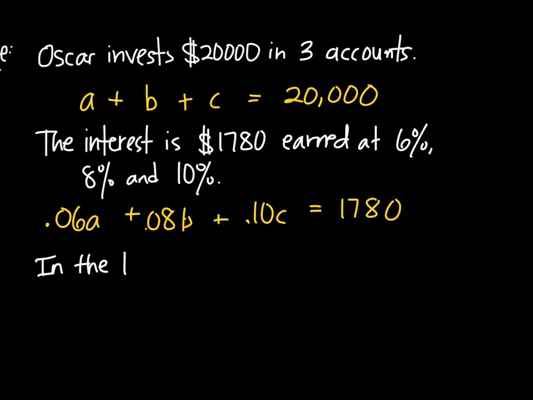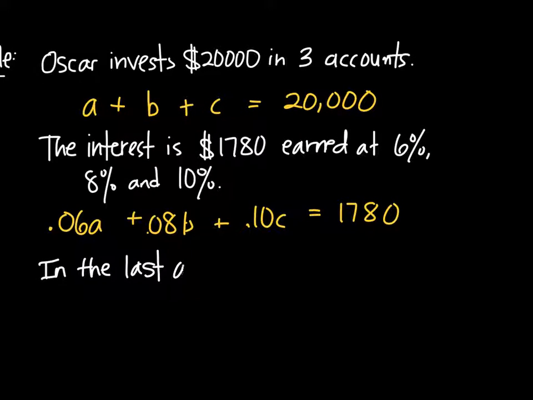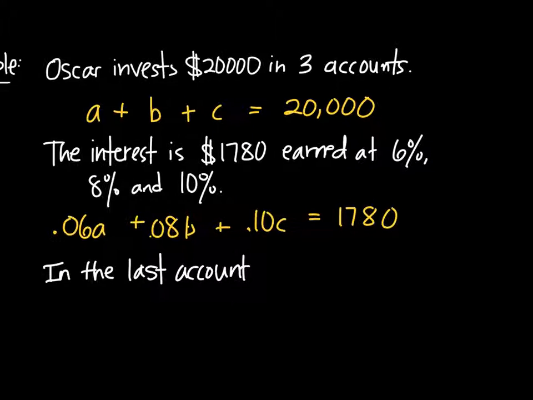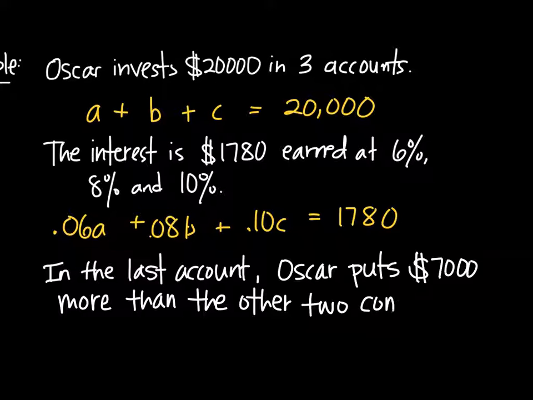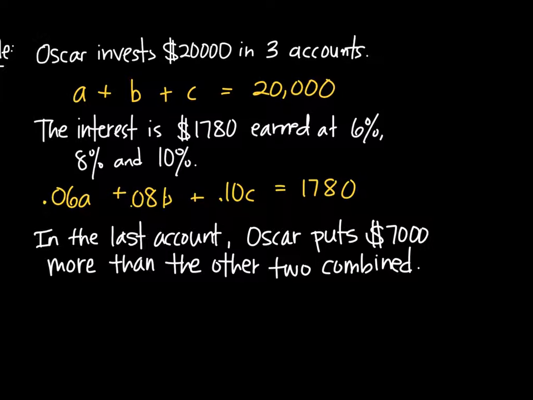In the last account, Oscar puts $7,000 more than the other 2 combined. All right, so we've had Danny do one, Greg do another. Let's see if we can get our last part of our system out of here. In the last account, Oscar puts $7,000 more than the other 2 combined.